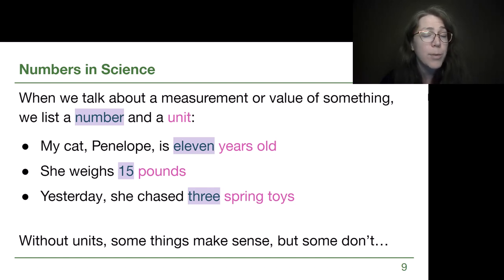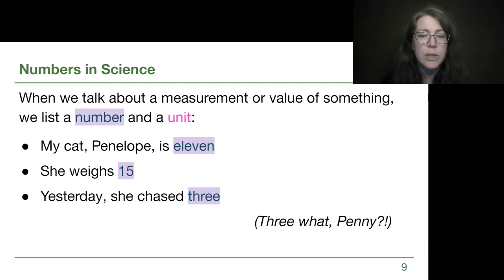So without units, some of these make sense, but some of them don't. So for example, my cat Penelope is 11. That actually sounds like what we would say in everyday life. However, if you just met me and I talked about how I had cats at home and young kittens, there would still be ambiguity because you wouldn't necessarily know whether Penelope is a cat, 11 years old, or a kitten, 11 months old. She weighs 15. Now for that one, we could make a really solid guess at what unit, because we know that weighing has a finite set of options, but it's still not 100% clear what unit that would be. 15 kilograms would be way too big for a cat, so 15 pounds at least makes sense there.